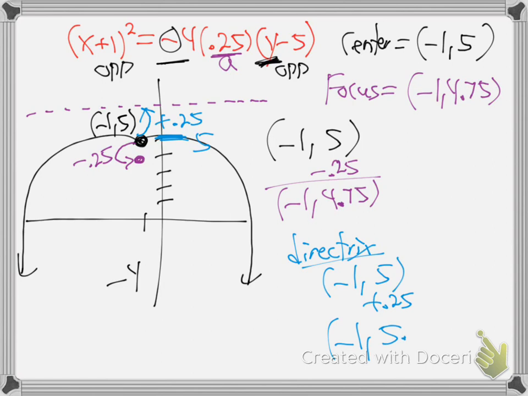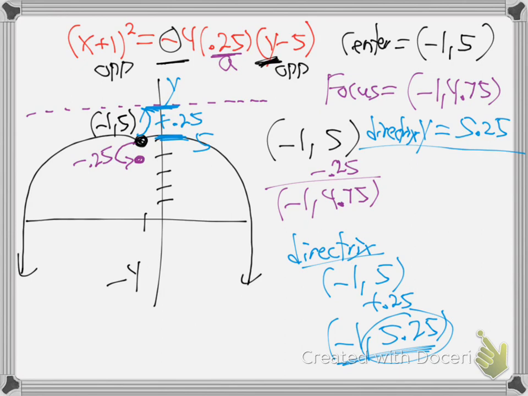So minus 1, 5.25. But actually, it's not a point. It's a line. They don't want a point. That would be a dot. It's not the directrix dot, it's the directrix line. It's this dotted line. So how do you give the equation of that line? Well, it's the line that shoots straight through the y-axis at the y-value 5.25. It's y equals 5.25. That's the directrix line. Does that make sense? All you need is the y-coordinate, because it shoots straight through the y-axis.